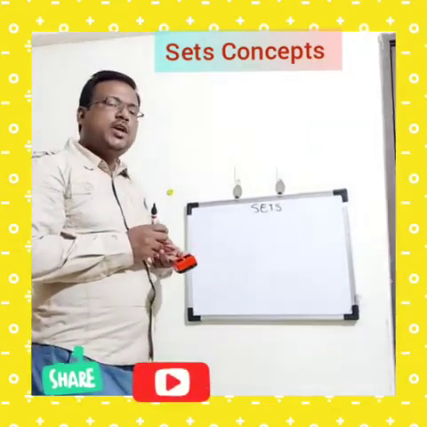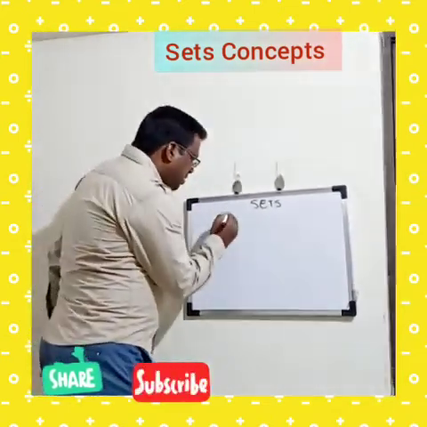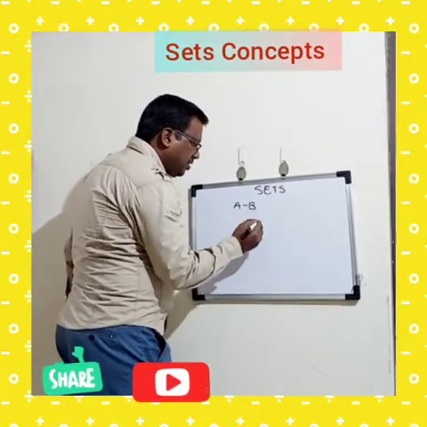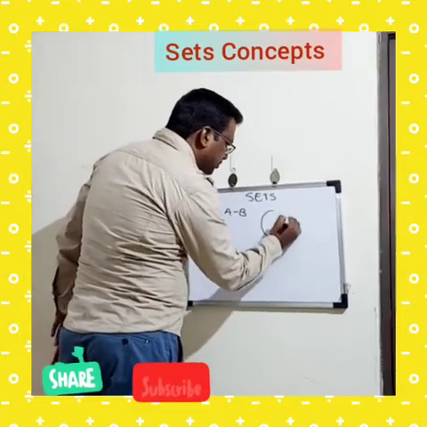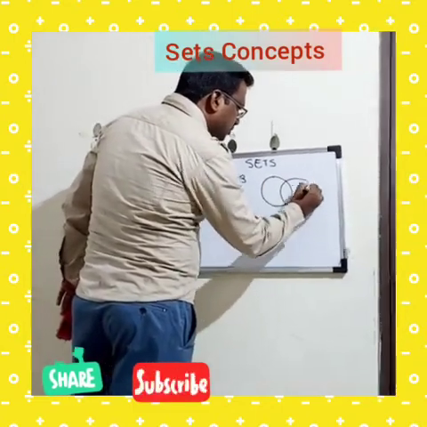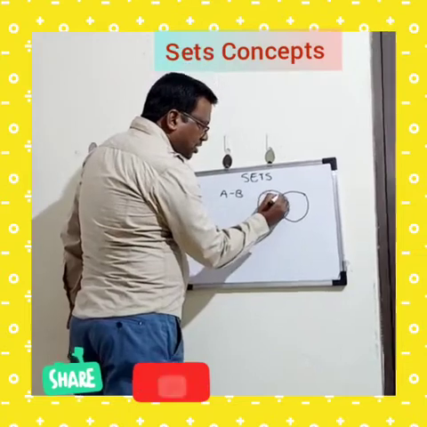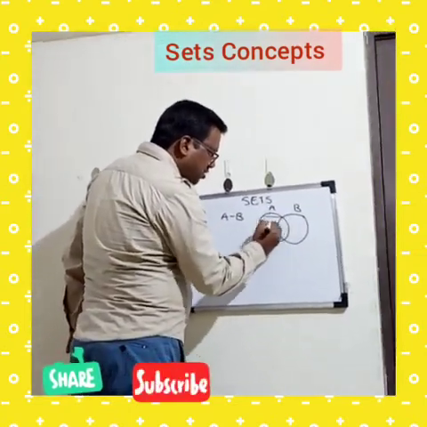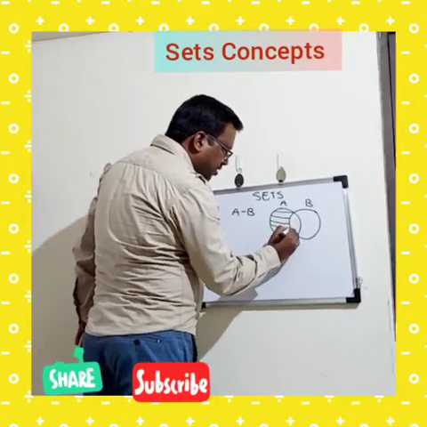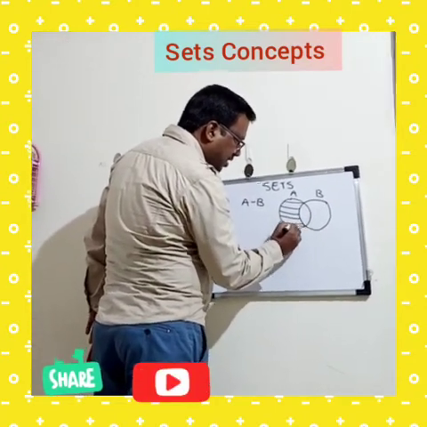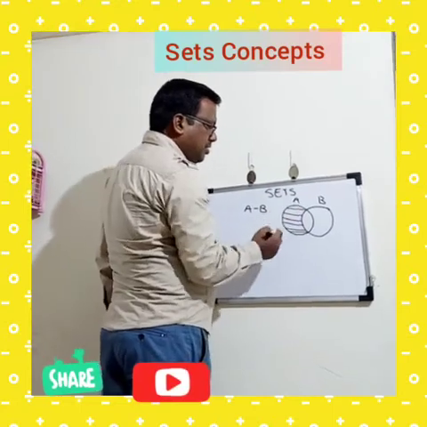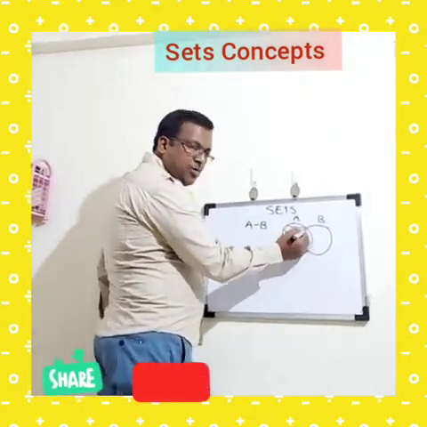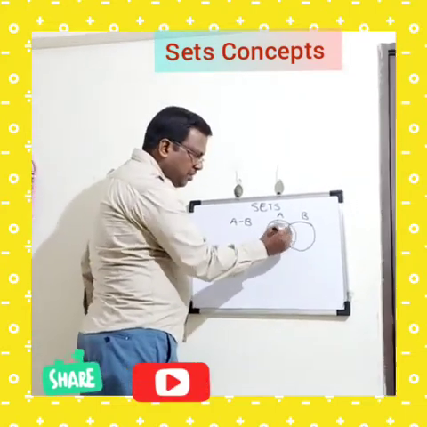Now we will discuss A minus B. When you say A minus B, how will you denote that with respect to sets? When this is set A and this is set B, this portion is called A minus B. But when you say A minus B, it should not contain the common portion of A and B. This portion will not come.